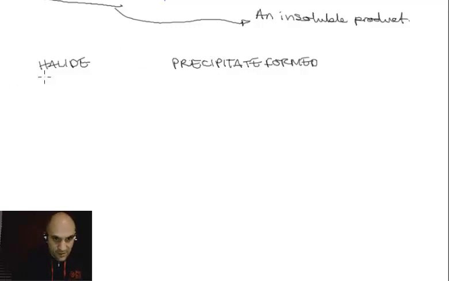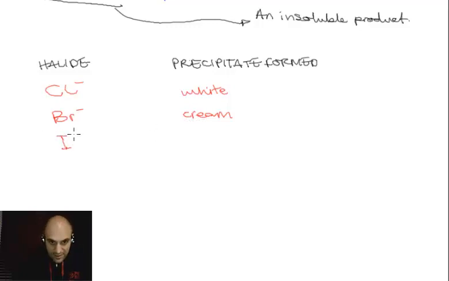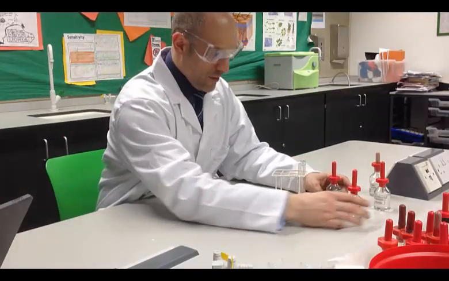Let's go back to red. So if we have chloride, Cl minus, the precipitate formed is this beautiful white color. If you have the bromide ion, you have a cream or an off-white color, I like to call it. And the iodide ion gives you this wonderful yellowish color. Alright, so there they are. Acidified silver nitrate test for halides.